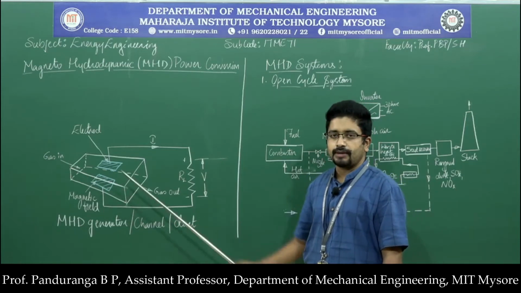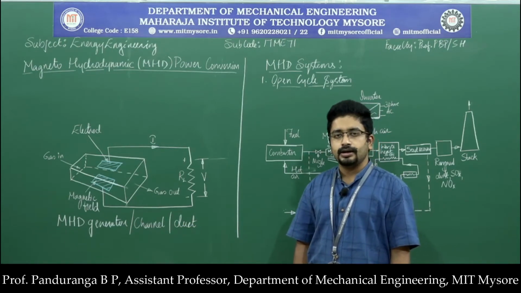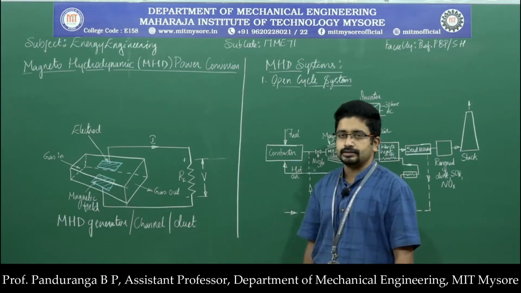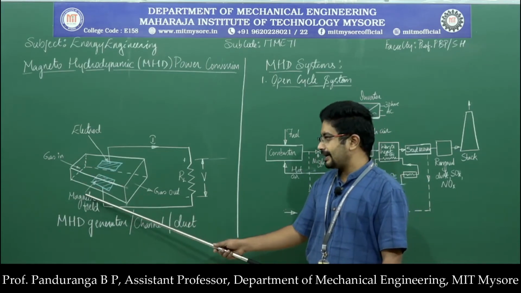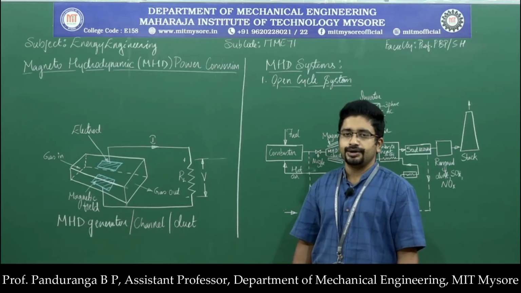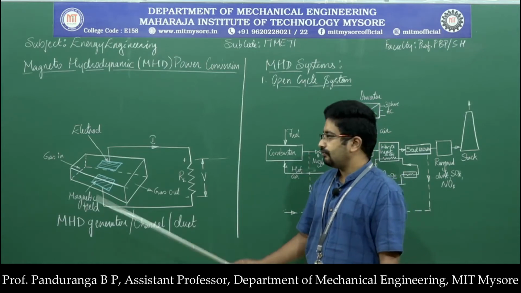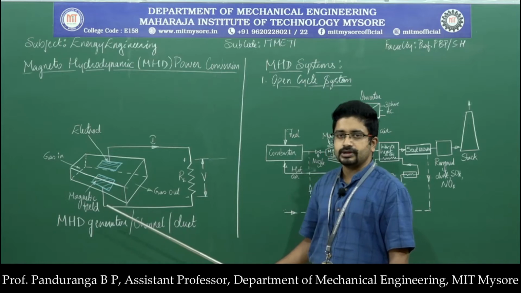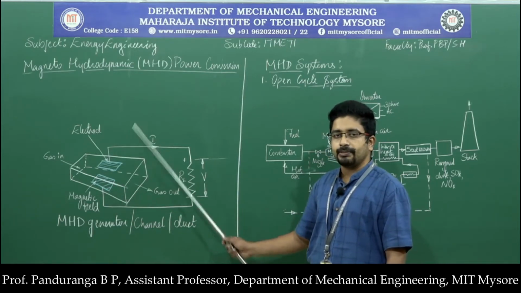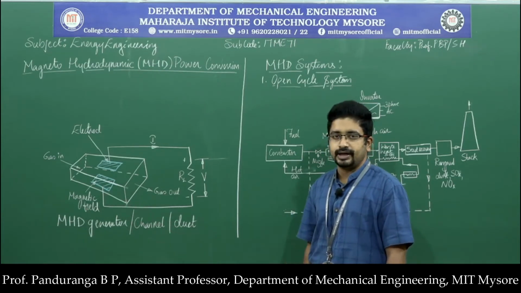Here we are talking about gas, but the same principle is applicable for liquids. The liquid or gas will be flowing in one direction, and we apply a magnetic field perpendicular to the movement of the ionized gas or liquid. When we apply the magnetic field, the ions, which are charged particles present in the gas or liquid, move perpendicular to the direction of movement as well as the magnetic field.